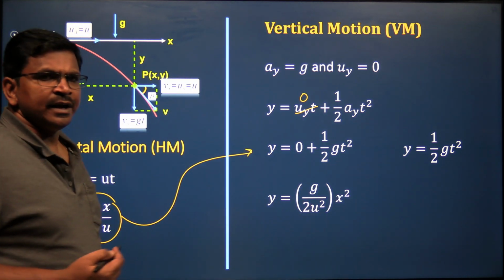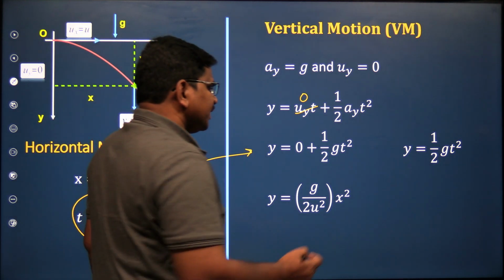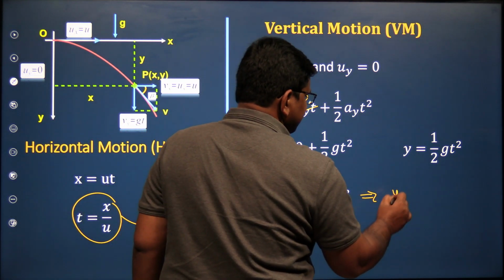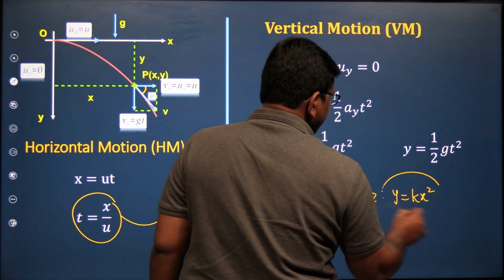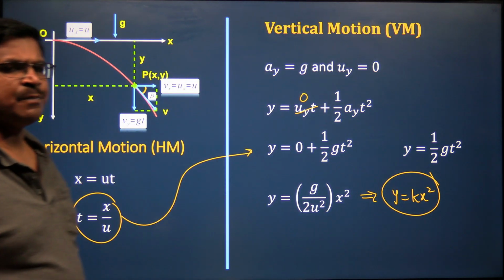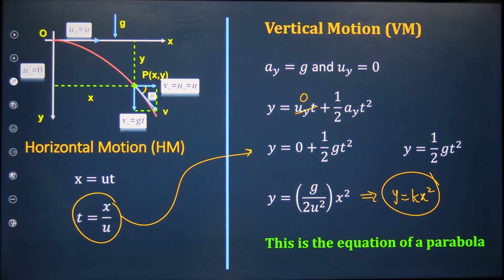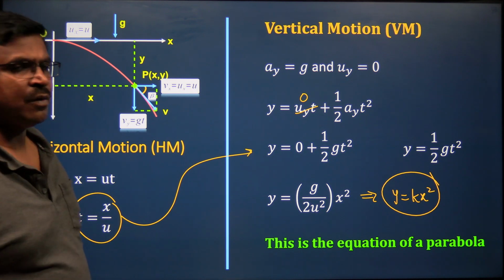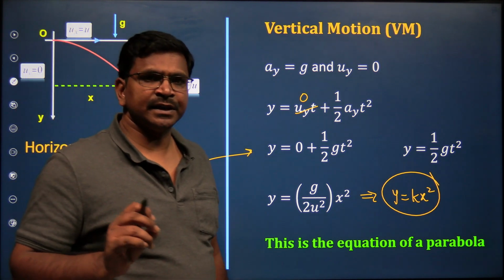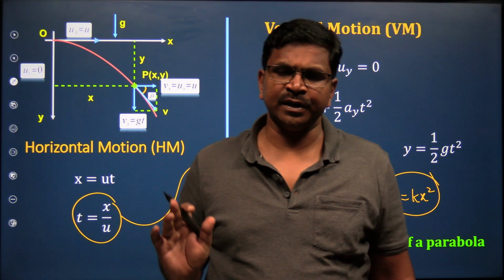This is similar to the parabolic equation y is equal to kx square. This is a parabolic equation, so it represents a parabolic path. I hope you got an idea about this trajectory of horizontal projectile.